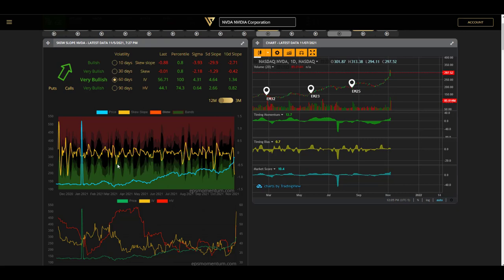So these are like buy indicators. Here, skew slope is very, very low. It's in very bullish territory. Look what happened. If you would have known here that it was very bullish, well, that would be a good call, right? You'll have all the way up. Look, very bullish, very bullish, very bullish, or bullish, right?